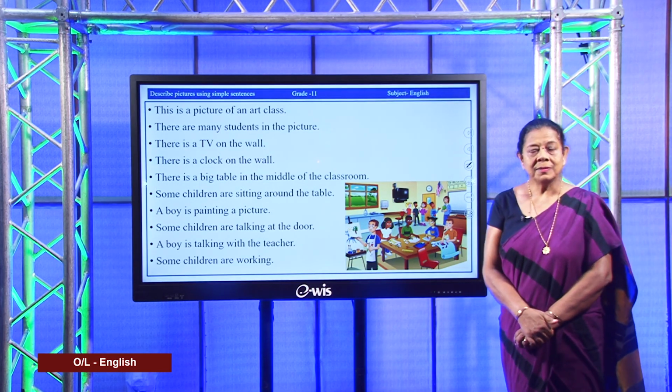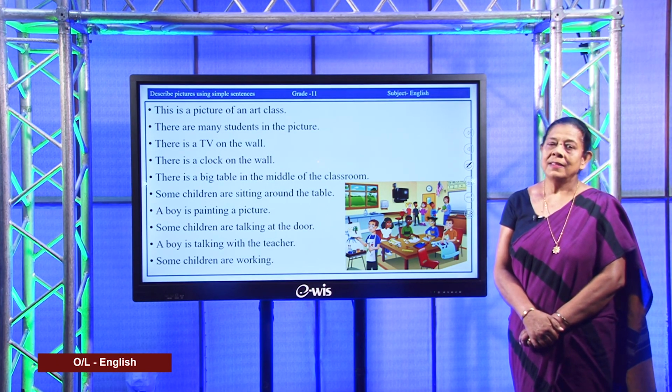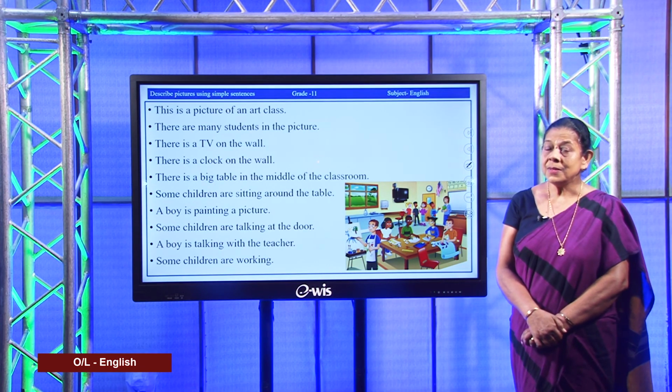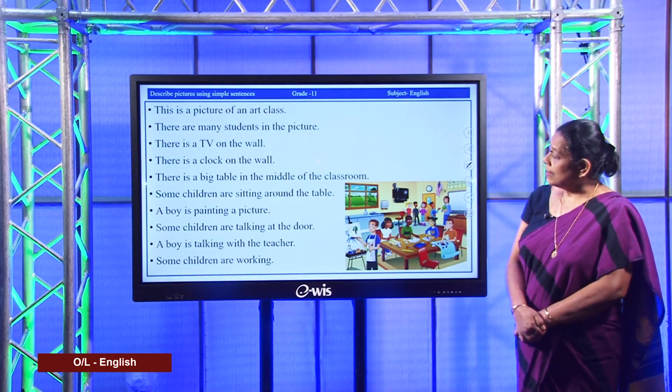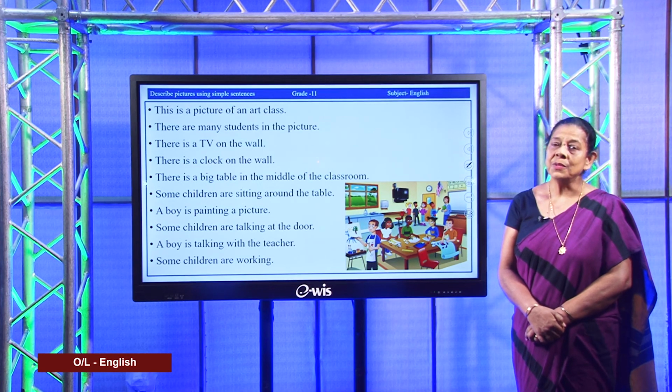Yes, children, today we discussed how to describe a picture. There I taught you 2 simple sentence patterns. You can use there is or there are. If you want to describe what people are doing in the picture, you can use the verb ing form. For example, some children are sitting around the table. The boy is flying a kite. The girl is watering the plant. So, if you want to describe the action, we have to focus on the verb.